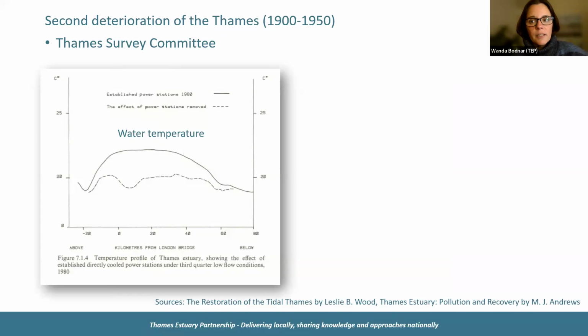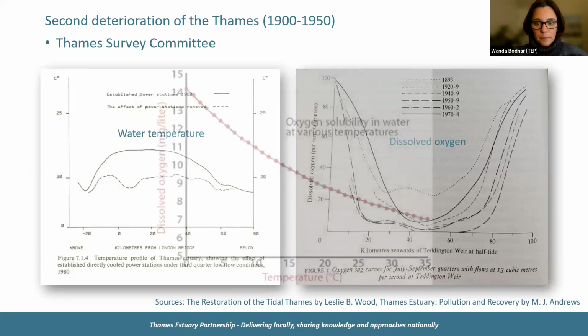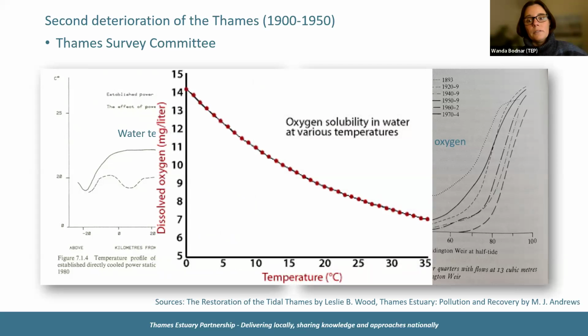And the Thames Survey Committee was asked to investigate the reasons behind the dire state of the Thames. Their investigation showed that while the water temperature went up by about 3 degrees Celsius, the levels of dissolved oxygen dropped, which significantly affected the Thames fauna. This is because there is a negative correlation between dissolved oxygen and temperature. So when water temperature increases, the dissolved oxygen level will go down.